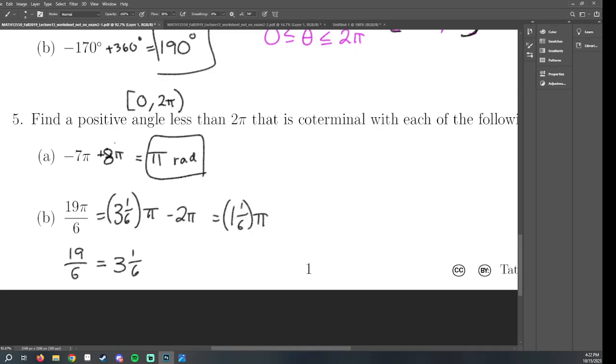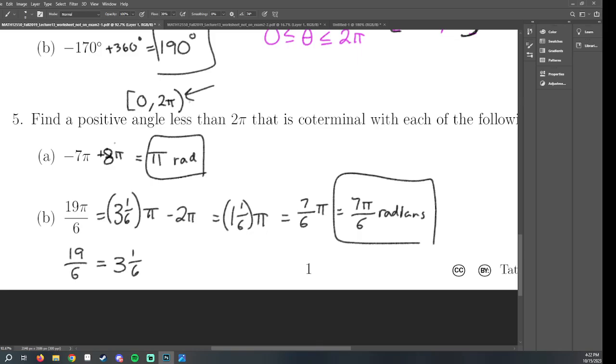You could write it this way, but this is pretty ugly. We don't like to have mixed numbers in the middle of an expression like this. So I would rewrite this mixed number as an improper fraction. This is 6/6 plus 1/6, so that's 7/6 pi, also known as 7 pi over 6. So we would write this as 7 pi over 6 radians. The other way to think about this problem is you can take this interval and rewrite its endpoints as fractions over 6. By multiplying them both by 6 on the top and bottom, you get 0 over 6 to 12 pi over 6.